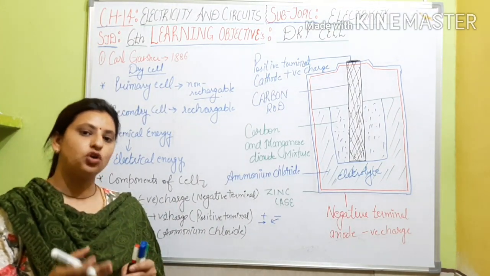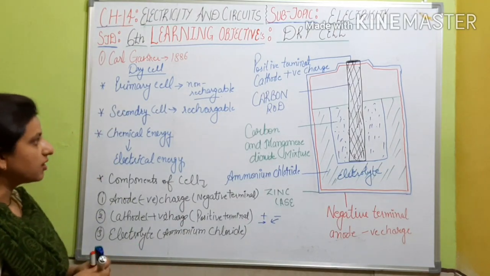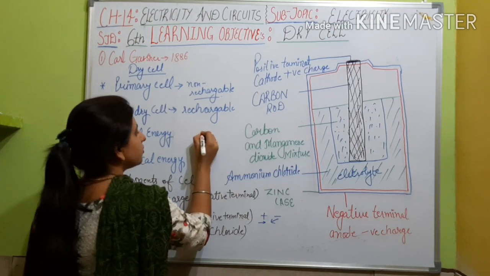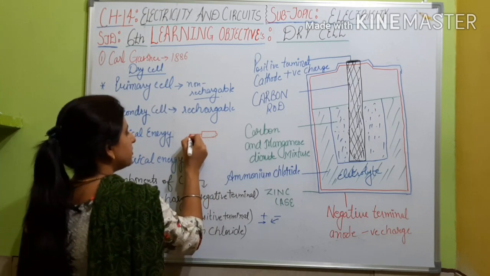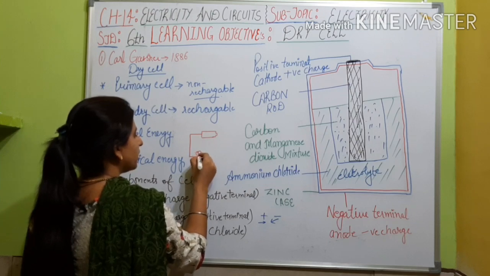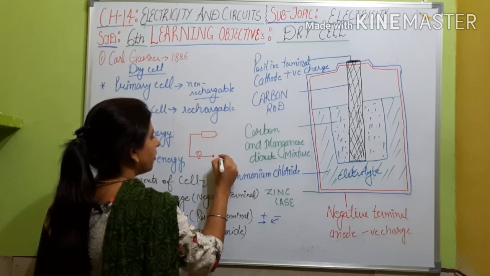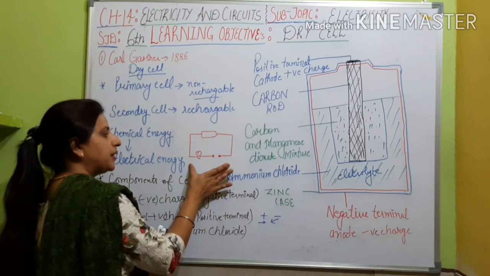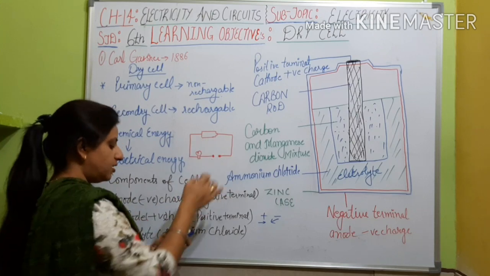What do we have to do? We have to connect this cell in a circuit. So let's make a small circuit over here. If this is a small cell, I'm going to connect this cell with the help of wires. I'm going to use one bulb over here and one switch, and with the help of wires I'm going to connect it. So it is a simple circuit. This is a cell, this is a bulb, these are the wires, and this is the switch.